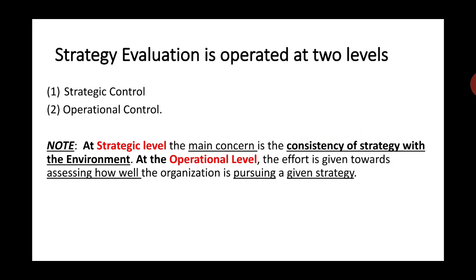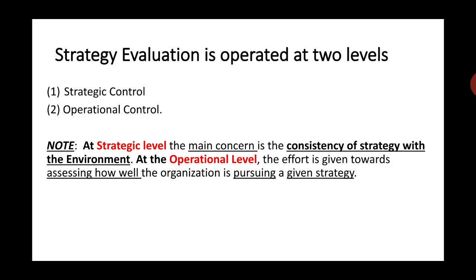Strategy evaluation is operated at 2 levels. We can say it's working on 2 sides: strategic control and operational control. So at the strategic level, the main concern here is consistency of strategy with the environment. Trying to make a kind of balance between strategy and the environment it's operating in.